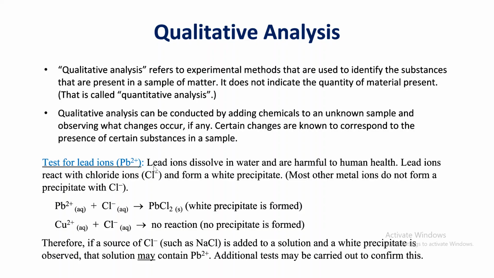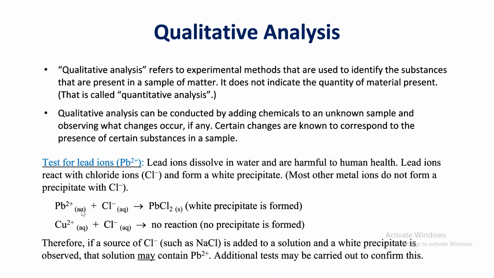As we know, lead ions, when they dissolve in water, are harmful to human health. But when we add some chloride ions, it's going to form a white precipitate. So if you see a white precipitate when you add chloride ions to water, it's a bad thing. That means we have lead in the water, which means this water needs to be cleaned as soon as possible.